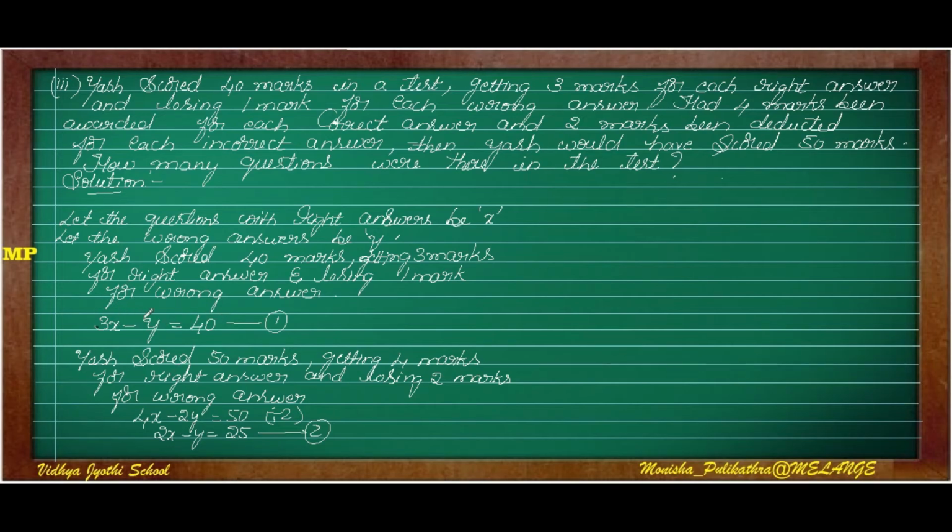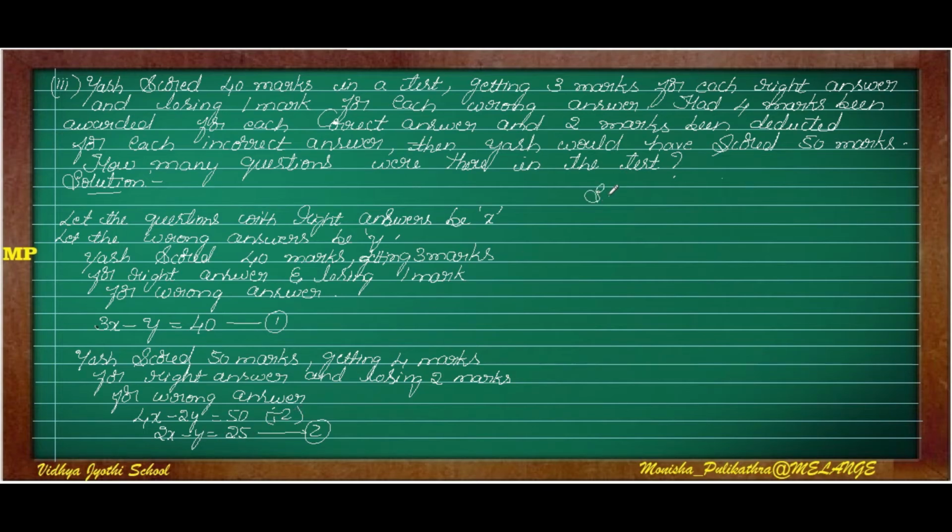3x minus y is equal to 40. 3 marks for right answer and 1 mark deducted, so it is minus 1 mark deducted for wrong answer. Totally 40 marks. And 4 marks awarded for right answer and 2 marks deducted for wrong answers is equal to 50. Since all the coefficients are divisible by 2, I have divided it throughout by 2.